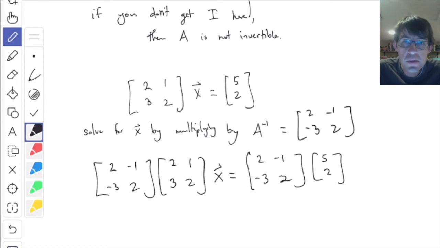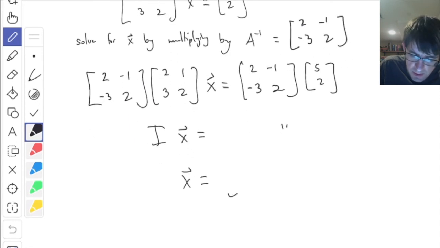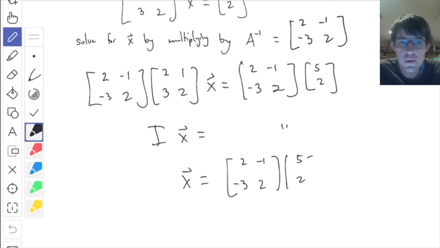But on the left side, those two guys are going to cancel because they are inverses of one another. When you multiply these together, they give you the identity matrix. Identity times x equals that stuff, but identity times x is just x. And then what do I see on the right side? I can actually just multiply those together, right? Doing the matrix multiplication, I get 2 times 5 minus 2, so that's 8. And then on the second row, I get negative 15 plus 4, negative 11. So this is another way you can solve a system by using an inverse.